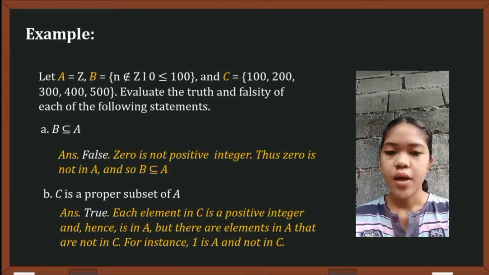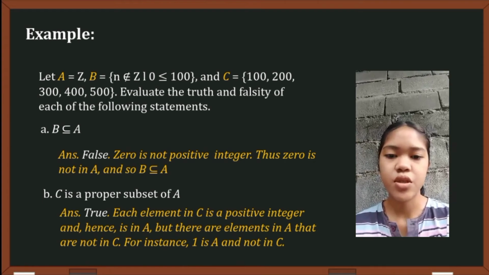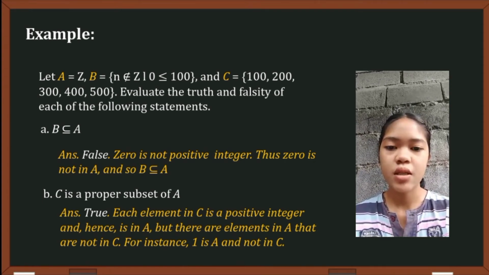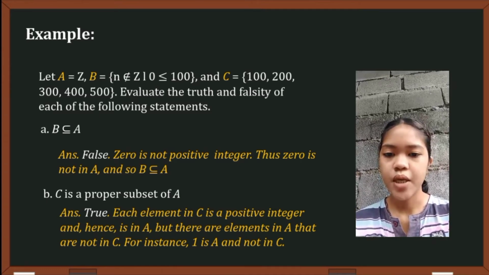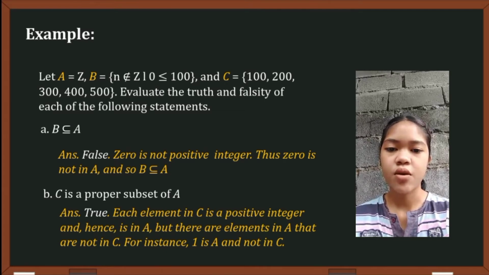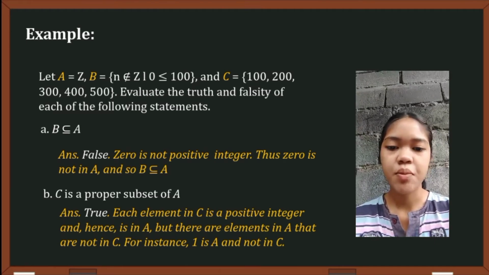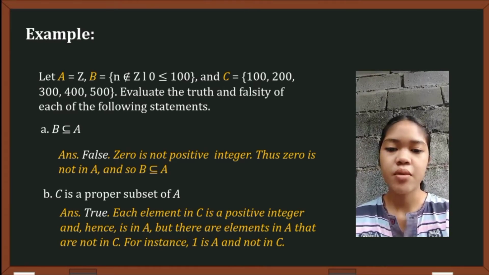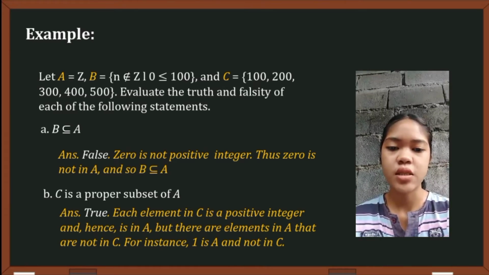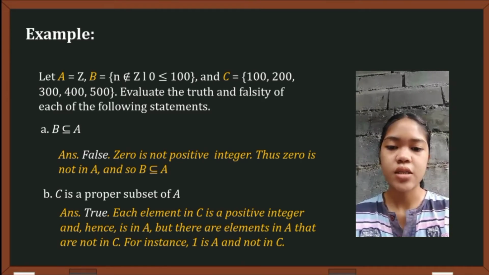A. B is a subset of A. Answer: False. 0 is not a positive integer. Thus, 0 is not in A and so B is not a subset of A. B. C is a proper subset of A. Answer is true. Each element in C is a positive integer and hence is in A. Pero meron ditong elements sa A na wala sa C. So, for instance, 1 is in A and not in C.